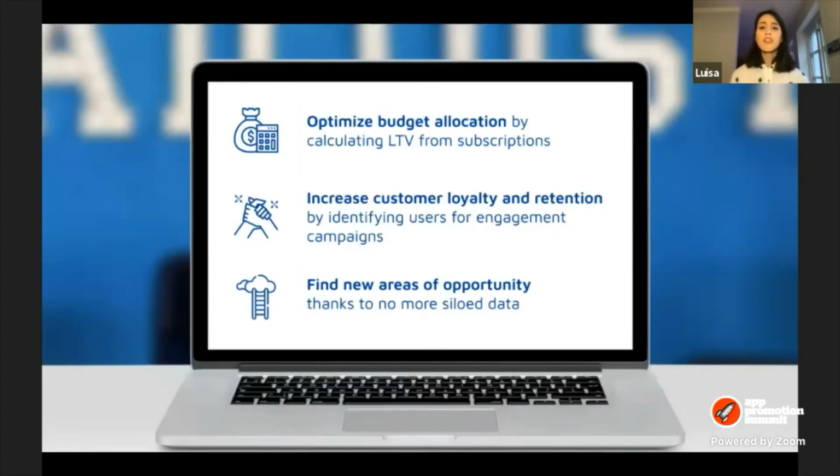As a result of all of that, you should be looking at three main things. The optimization of all your budget allocation, because you can easily and accurately calculate the LTV from your subscriptions. You are definitely going to see an increase in loyalty and retention of your customers because you understand what are the users that work, and then you're going to be replicating this for engagement campaigns. And also, you're going to find new areas of opportunity because you don't have siloed data anymore. You have something that's tied in perfectly together, and it helps you understand.